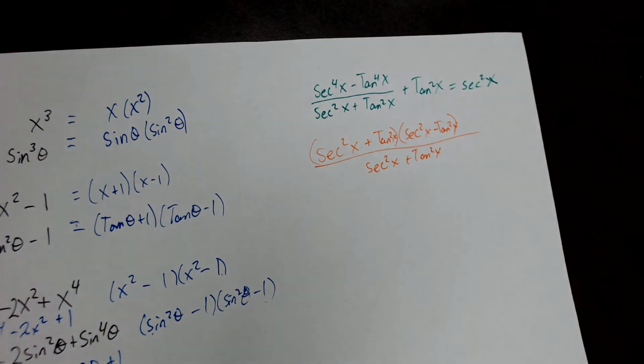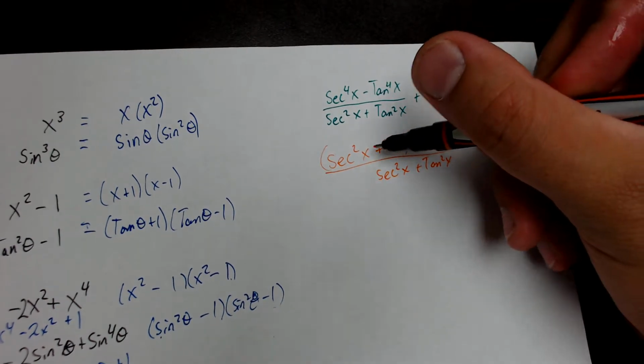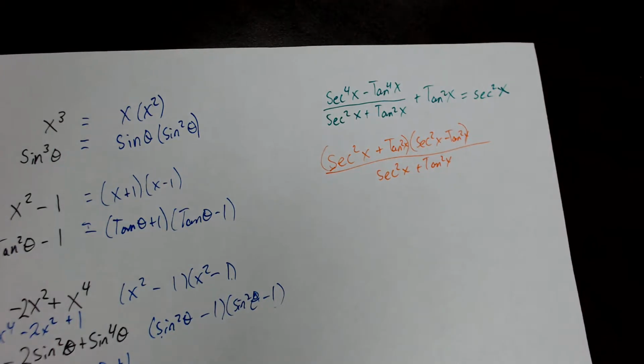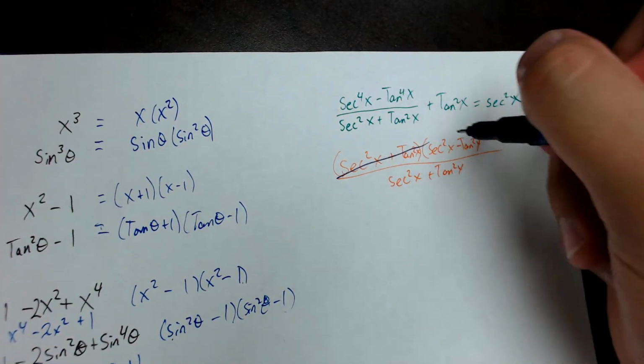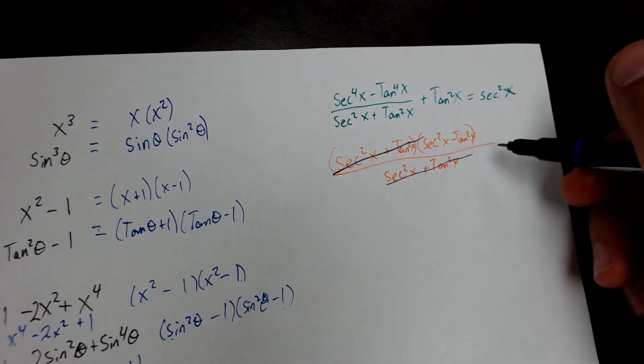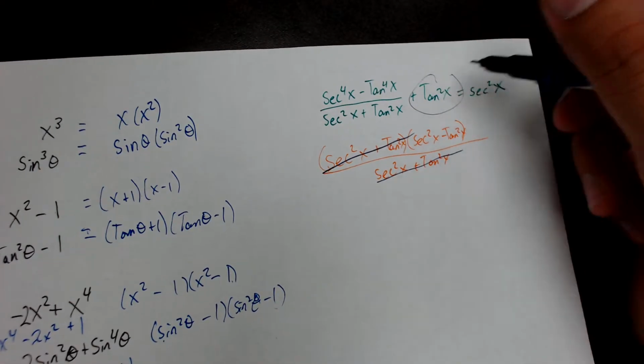And you may have noticed something. This parentheses, this one factor, is the exact same as the denominator. So those two can cancel out. So that and that will cancel. Once those cancel, I'm left with secant squared of x minus tangent squared of x, and then I can't forget about this plus tangent squared of x.